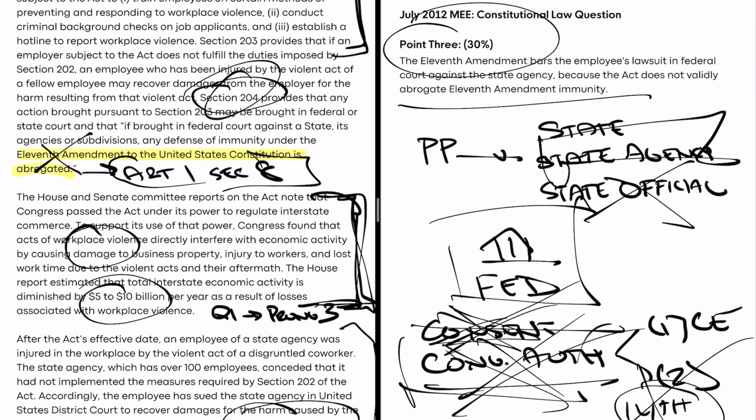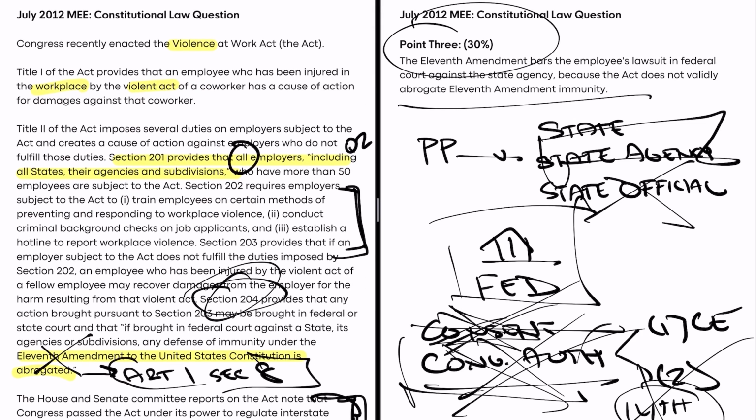That, again, was point number 3, 30% of the essay, which was everything that the bar examiners were looking for on this July 2012 multi-state essay constitutional law question.